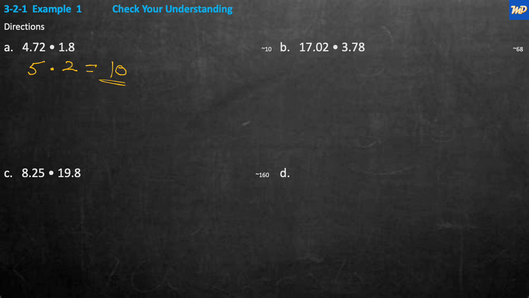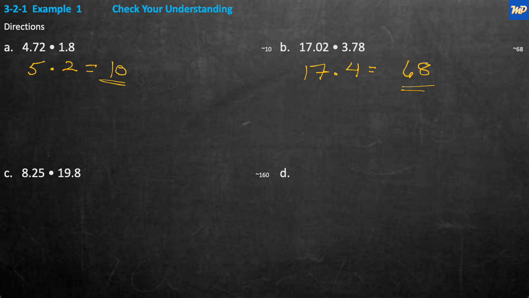B, 17.02 times 3.78. 3.78 would round to a 4 pretty easily. And 17.02 is right there at 17. If we do that, we can do this almost in our head. 4 times 17 is how much? 4 times 7 is 28. Carry the 2. 4 times 1 ten is 4, plus 2 is 6. Answer: 68.